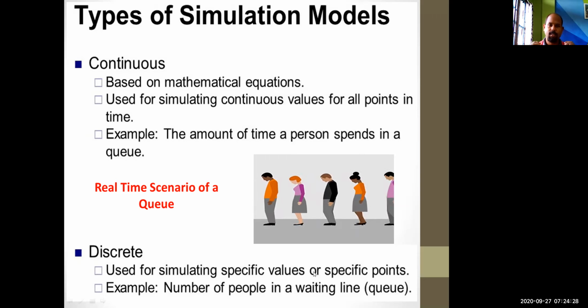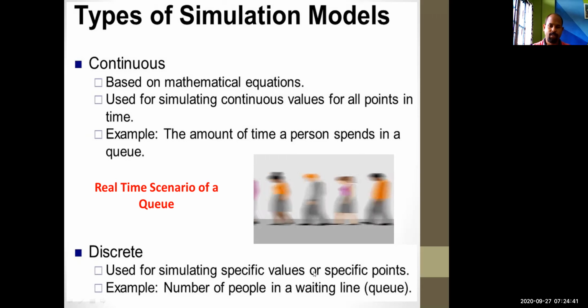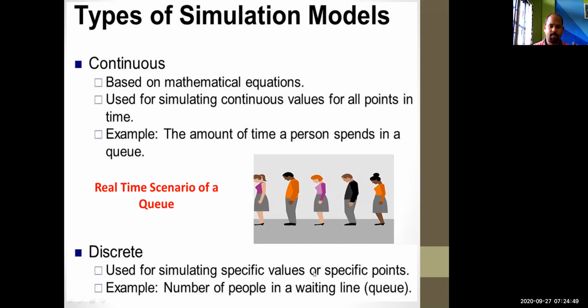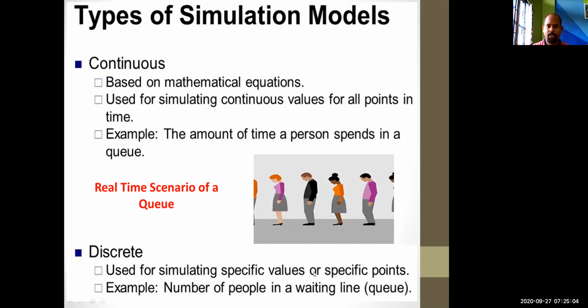So in the discrete simulation model, the point of interest area will be focused and it will be used, skipping or excluding the other parts of the array. So that is the meaning of the discrete simulation model. If you see an example of a discrete simulation model, the number of people in a waiting line, that is a real-life discrete simulation model.